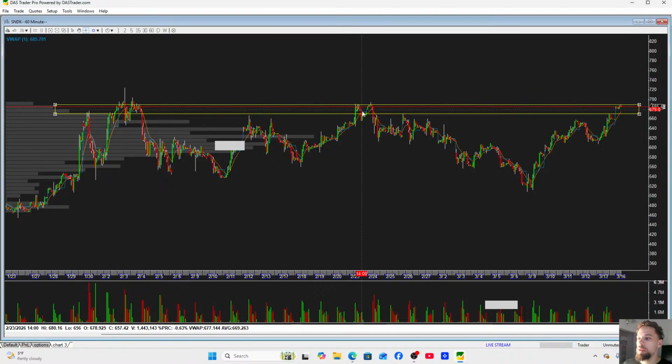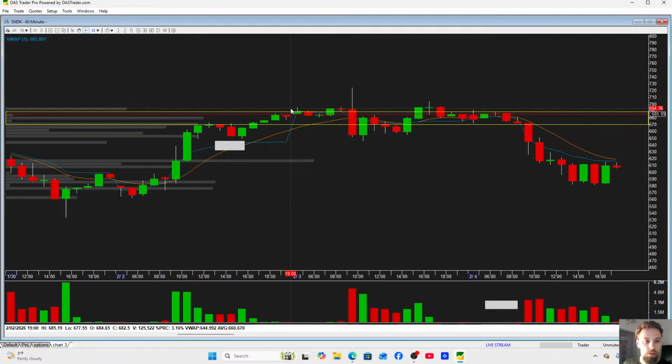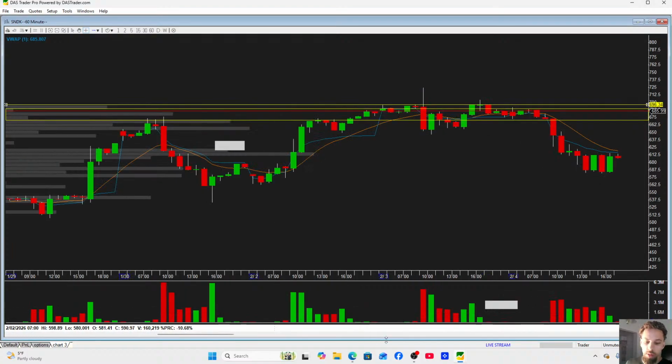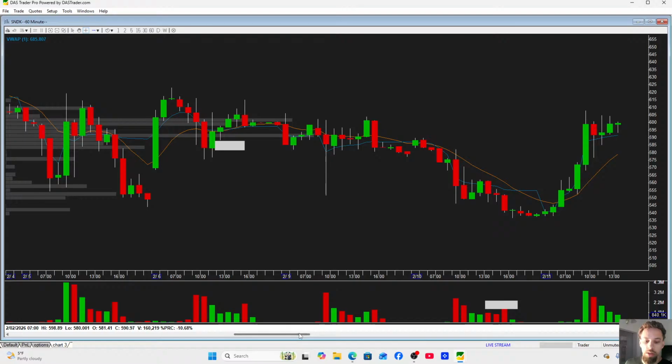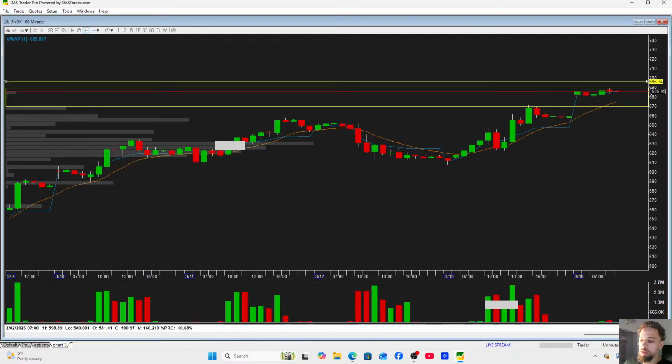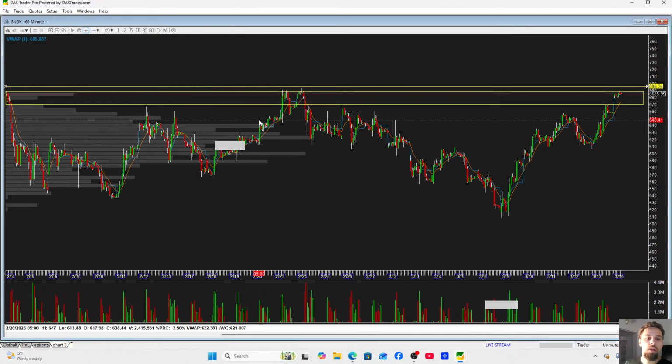So area of resistance here, 690 for me, 671 for support. And if it pushes through that high of resistance, all-time high, 727, that's a bit of a leap to get all the way up there. Let's zoom out here. So maybe next resistance area, 696 potentially. If it pushes through that and that, there's nothing in terms of resistance all the way up to that all-time high.